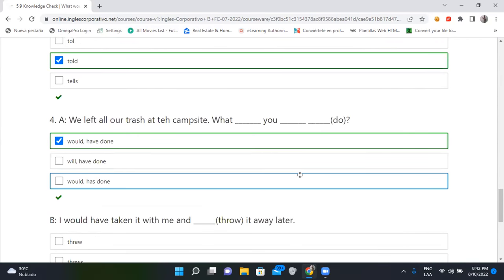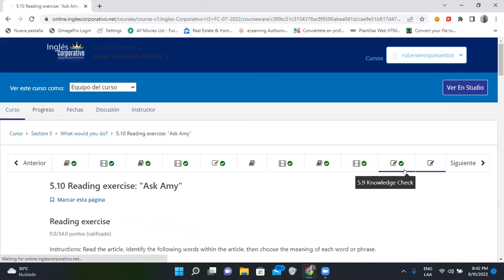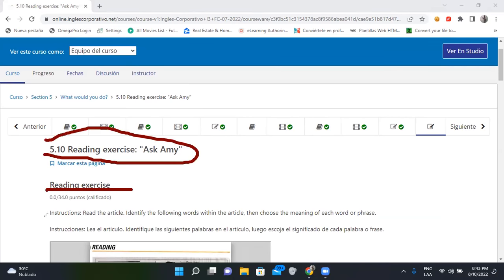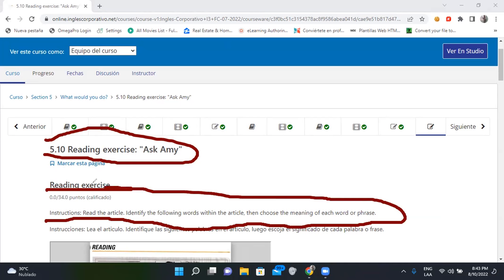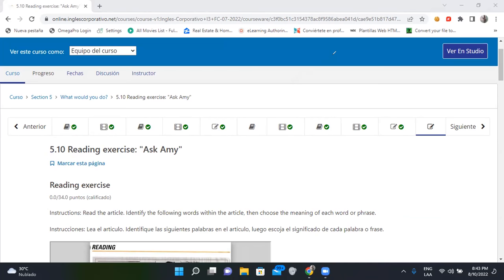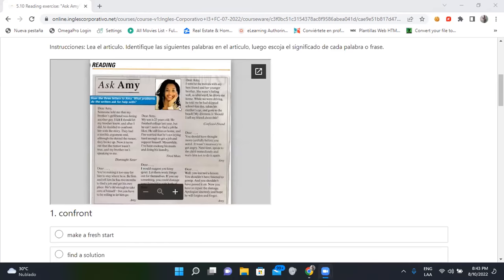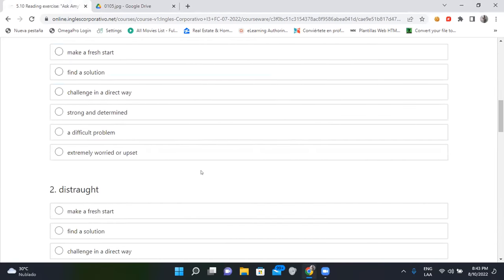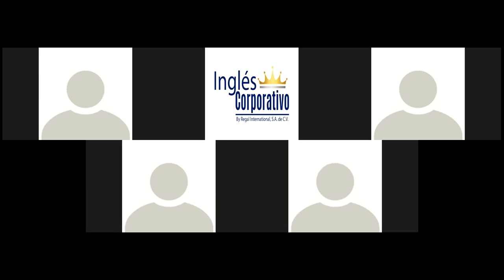No. Okay, let's look at the last activity for this section. It is section 5.10. 5.10 is a reading section. In this section, you're going to be looking at reading exercise, Ask Amy. Instructions: read the article, identify the following words within the article, then choose the meaning of each word or phrase. You're going to click right here where it says Ask Amy in the corner, and read the article over here. And then over here, you're going to identify. You will have 5 minutes. Ready? Let's do it.